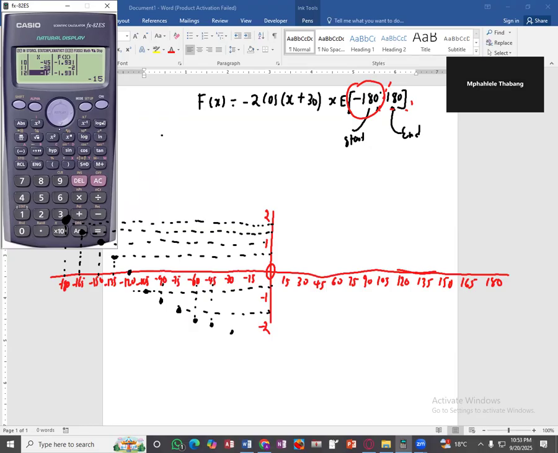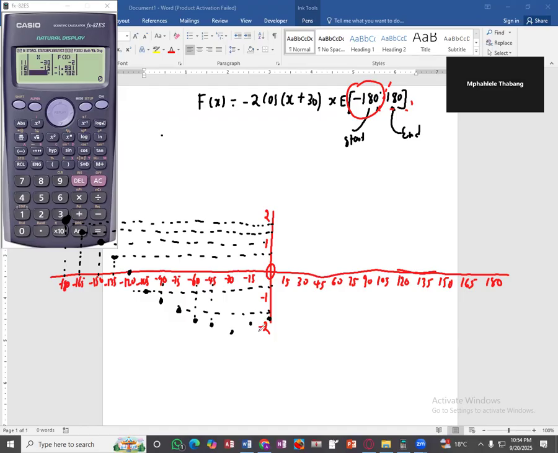Minus 15 and minus 1.9. Then 0 and minus 1.73. So it's somewhere here. And this is what we call the y-intercept, because the x value is 0.